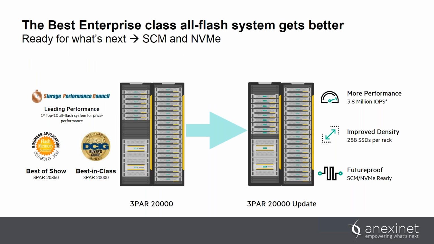Here we see the improvements to the 3-PAR 20K series. You're going to see a Rev 2 for the 20K that will be coming out shortly. Main thing here is improved performance, 3.8 million IOPS, improved density, capability to do 288 SSDs per rack, and future proofing. So with the availability of SCM and NVMe ready capable drives and caching, the 20K series update will be able to support this. Again, continuing its best-in-class performance leading enterprise array.